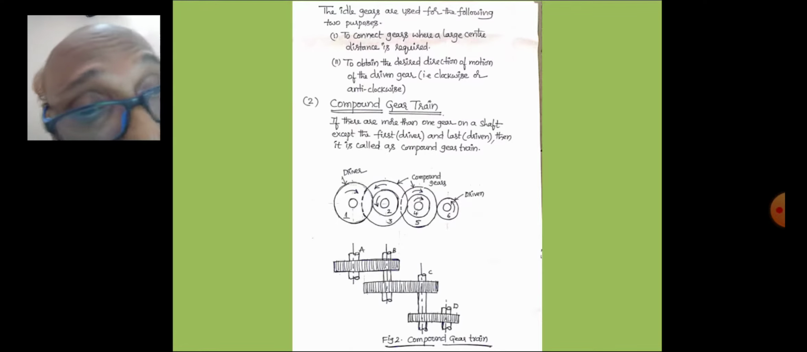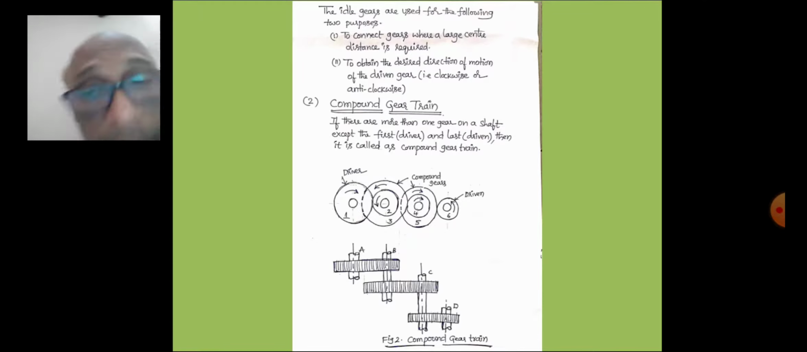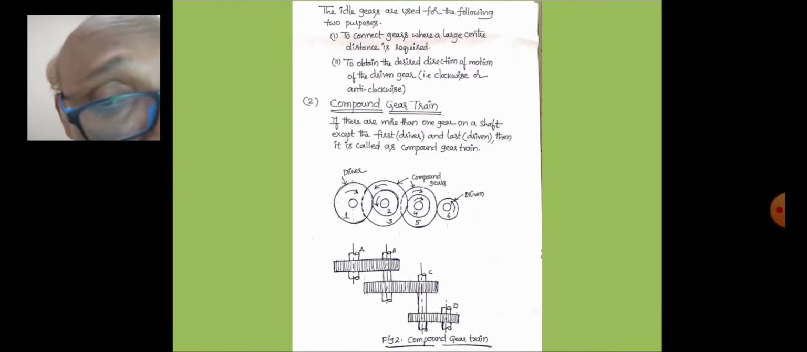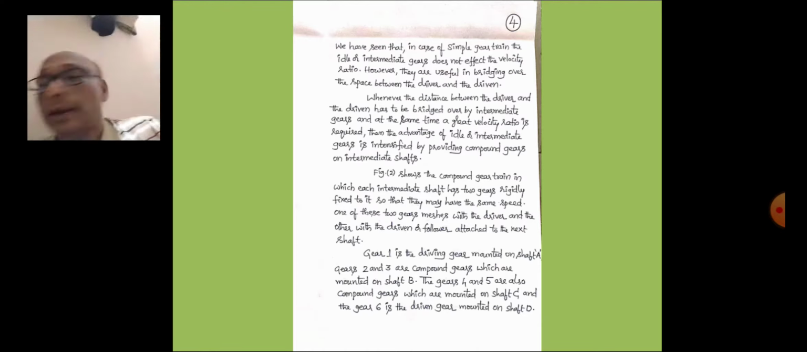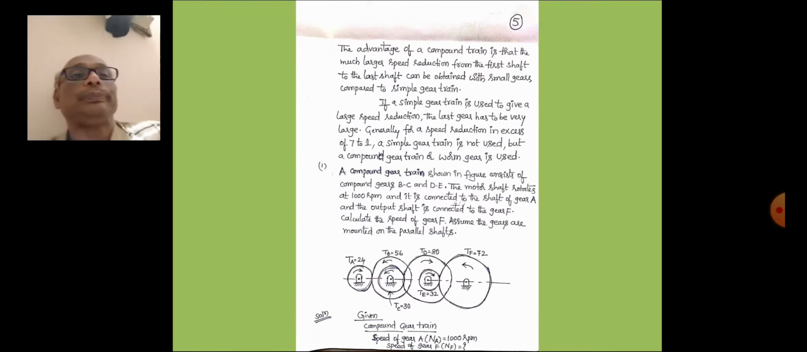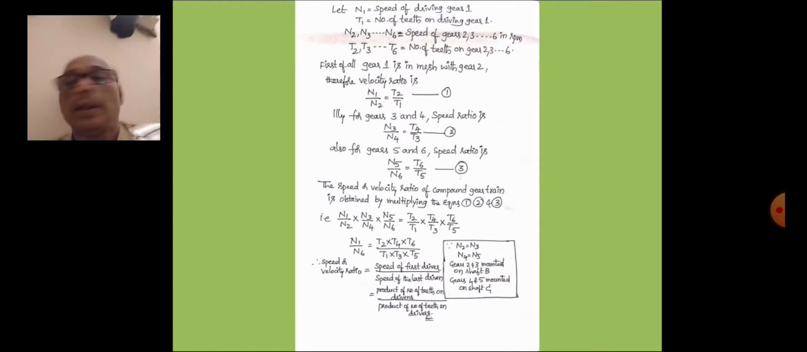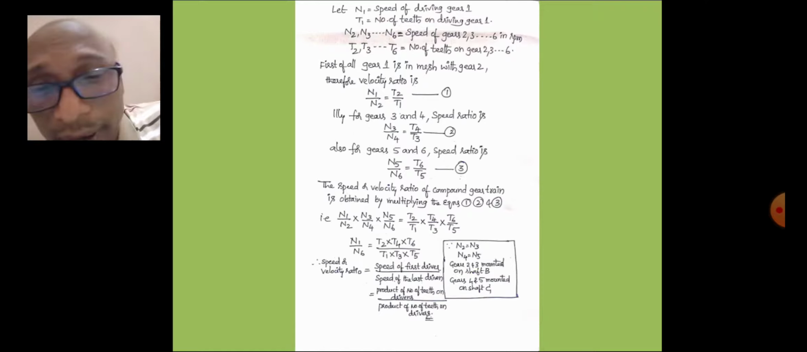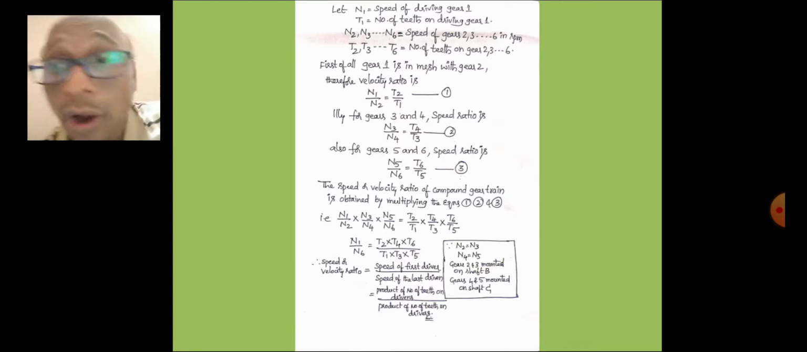Gear 1 is a driving gear mounted on shaft A, as I said already. Gear 2 and gear 3 are compound gears mounted on shaft B. And gear 4 and gear 5 are also compound gears, mounted on shaft C. And gear 6 is mounted on shaft D. So, how do we now find the velocity ratio in the case of a compound gear train?